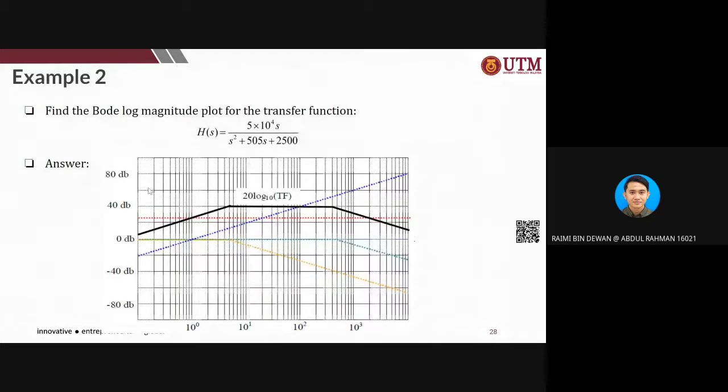The next is to find the Bode log magnitude plot for the transfer function. So you try this at home. You plot each individual line first, then you take the superposition, the effect of all of them. Try this at home, since you have the answer already.